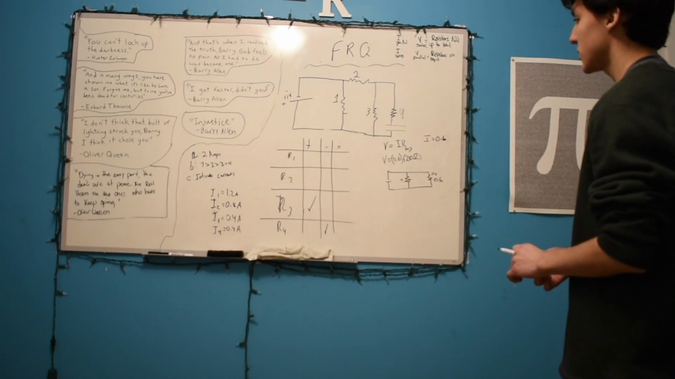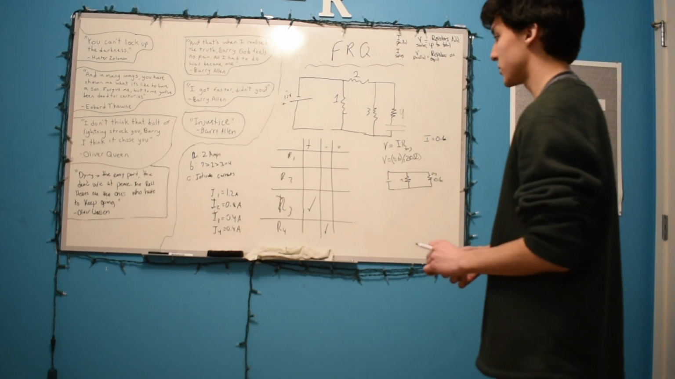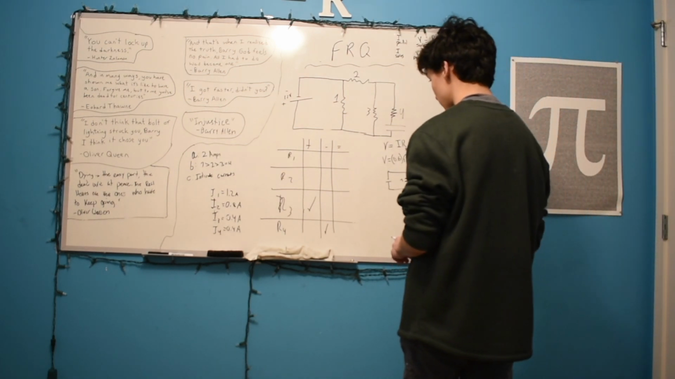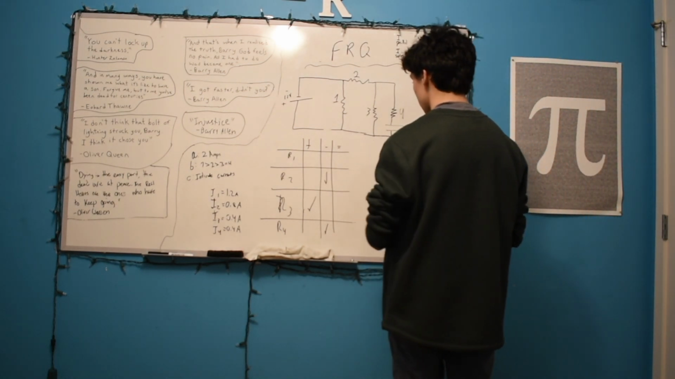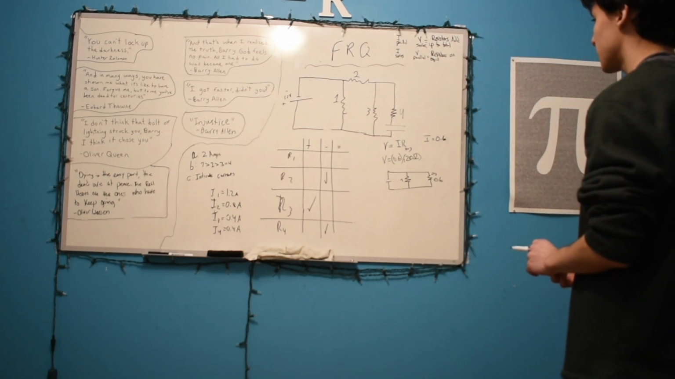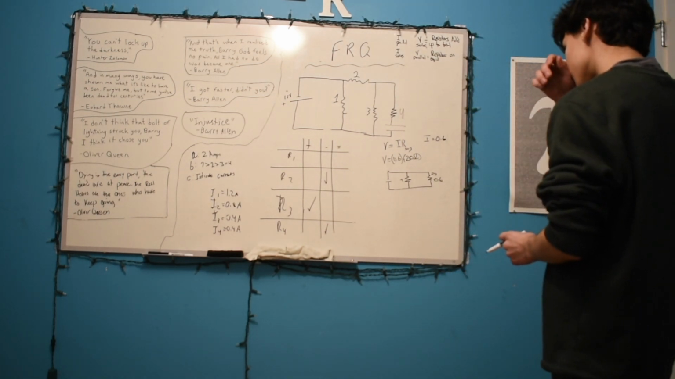This is 2 and 3, so 2 went up. 2 went down and 3 went up. Yes, which you already had. Good. And now you just need to find the current in resistor 1.